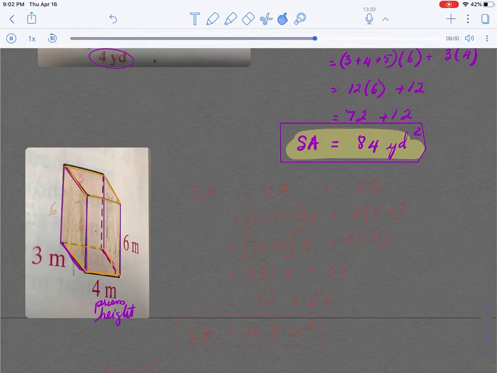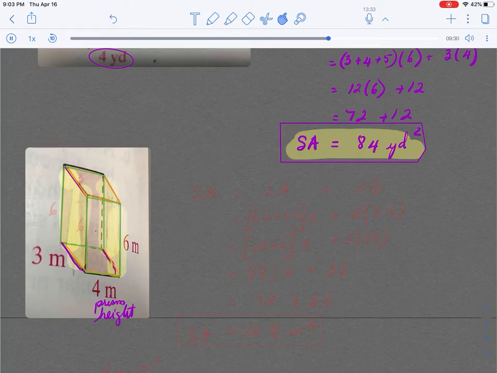But if you want to make this one right here, the one to the front, the one to the back, if you want to make that the base, then the 3 will be the prism height. Okay, let's go ahead and make these 2 the base.